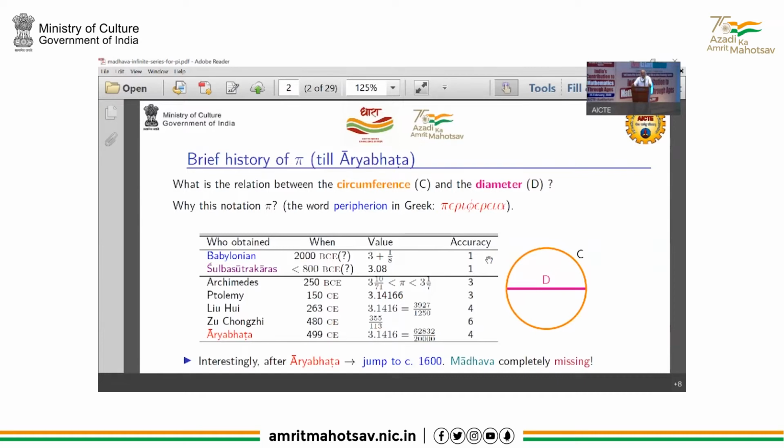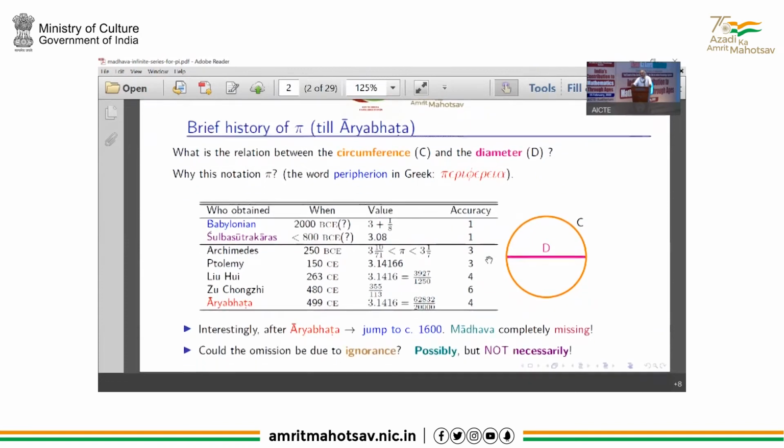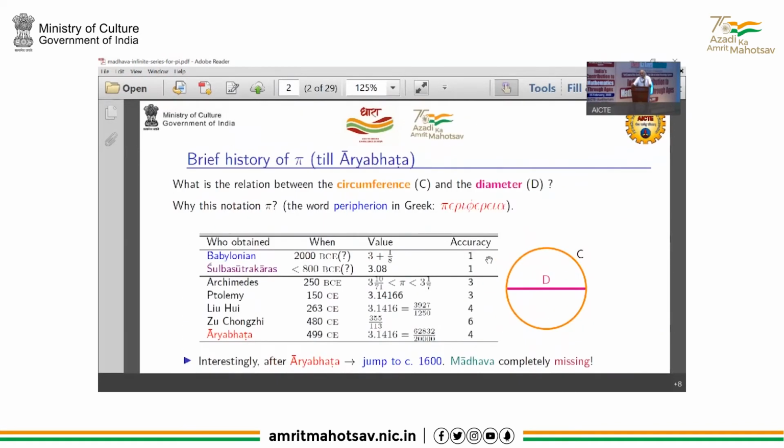And the name pi actually comes only in the 18th century. Some people ascribe it to Euler, whereas certain others ascribe it to William Jones, whoever it is. But the point is, peripheria is the term, and pi is the Greek symbol. If you write it, you will have the pi notation appearing as the first alphabet, and that seems to be the origin of that.